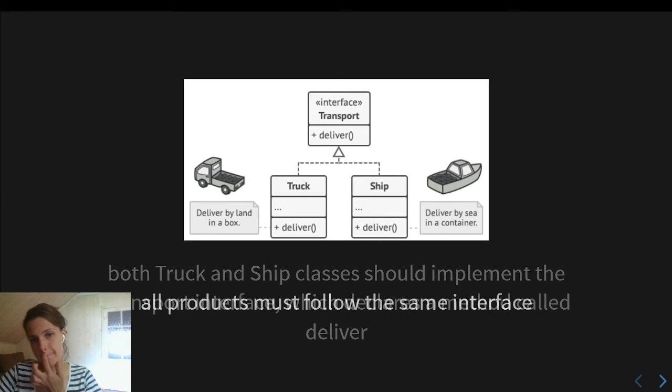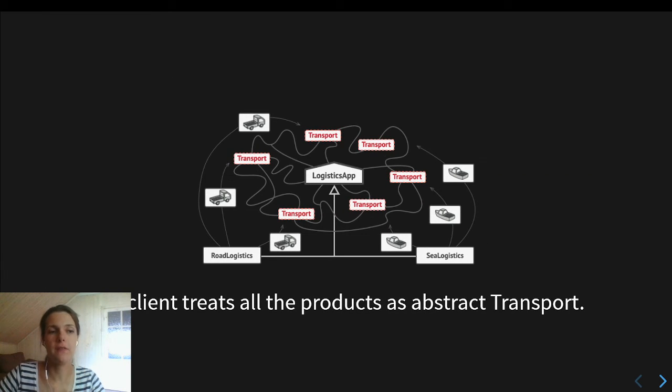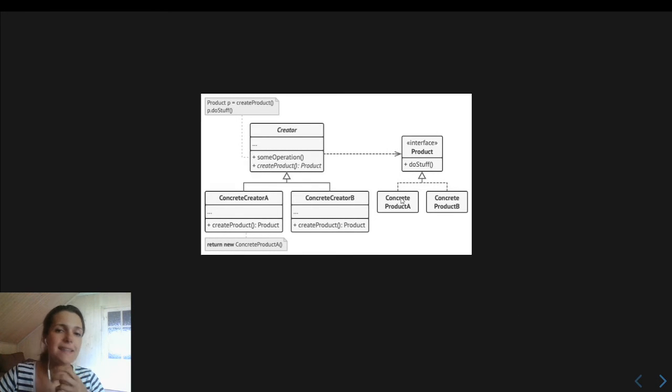But the code that uses the factory method, often called the client code, doesn't see a difference between the actual products returned by various subclasses. The client treats all the products as an abstract transport. The client knows that all transport objects are supposed to have their delivery method, but exactly how it works isn't important to the client. It's easier to understand looking at the structure of this factory method.